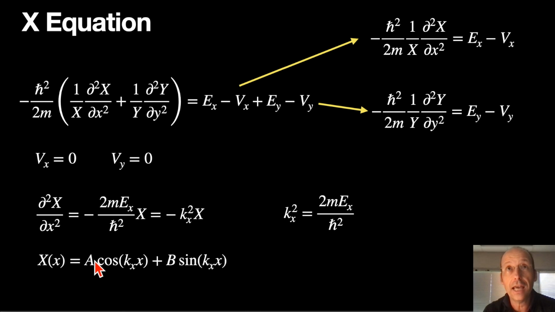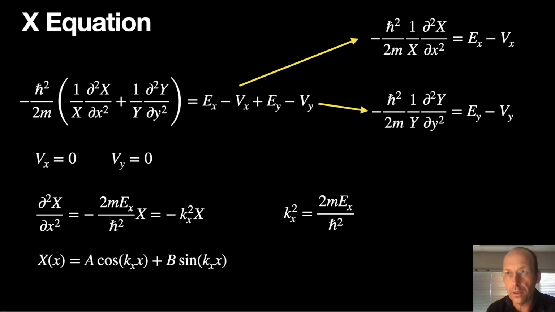I have a constant a out front, I have a constant b out front, and then that kx is the square root of that. When I take the derivative twice, I get that kx squared, and I get the same thing. You can check it out if you want to. I didn't put that in there. I want to solve for a and b, if possible, and other things.